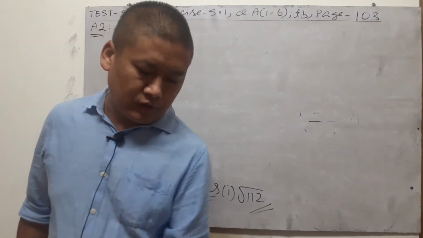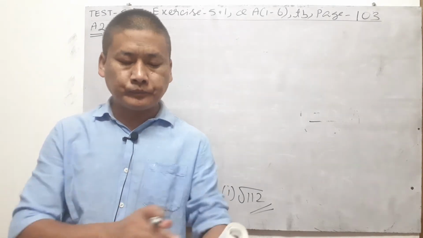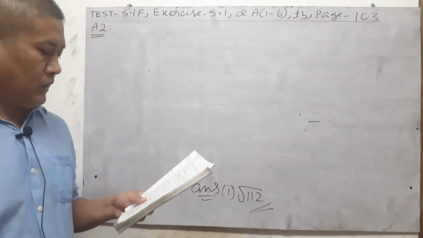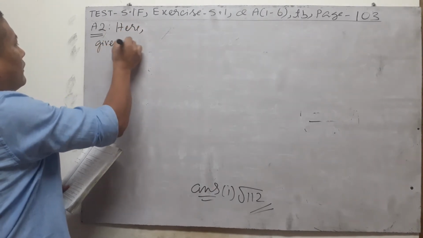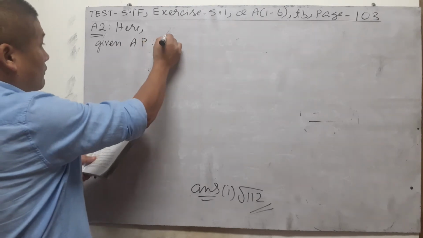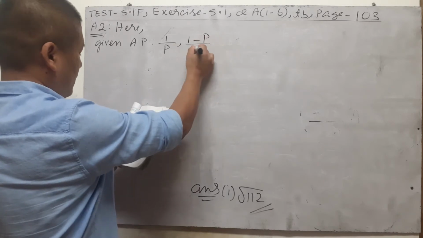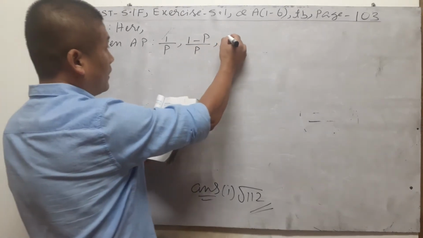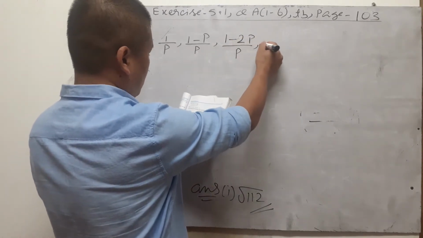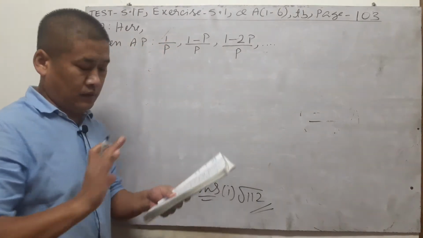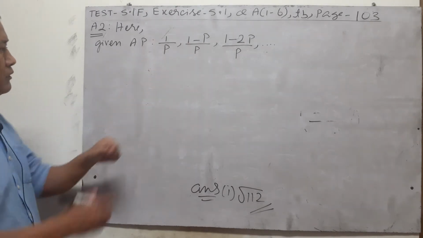Here, the AP is 1 by P, (1 minus P) by P, and the third term is (1 minus 2P) by P. We have to find the common difference. The given arithmetic progression has first term A1 = 1 by P, A2 = (1 minus P) by P, and A3 = (1 minus 2P) by P. Clearly they are in AP, as the question says, so we can be sure about that. If they are in AP, they will have a common difference.